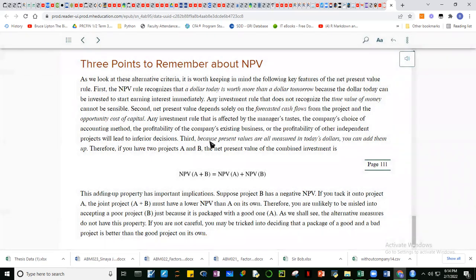Okay. Third, because present values are all measured in today's dollars, you can add them up. Okay, so we already learned about this. Since the net present value of A is the value today, then we can add the net present value of A and the net present value of B or C or D. Okay, if you have different projects, then we can add the net present values of those projects, because net present value, guys, as the name suggests, is the value at this point in time. Okay, so we can now sum up all values that are pegged at this time frame.